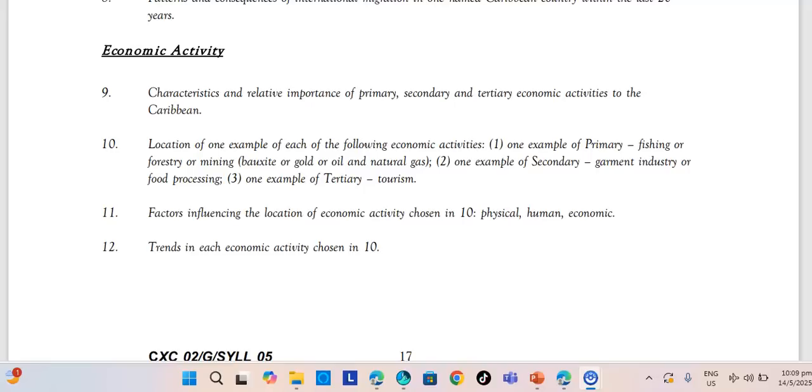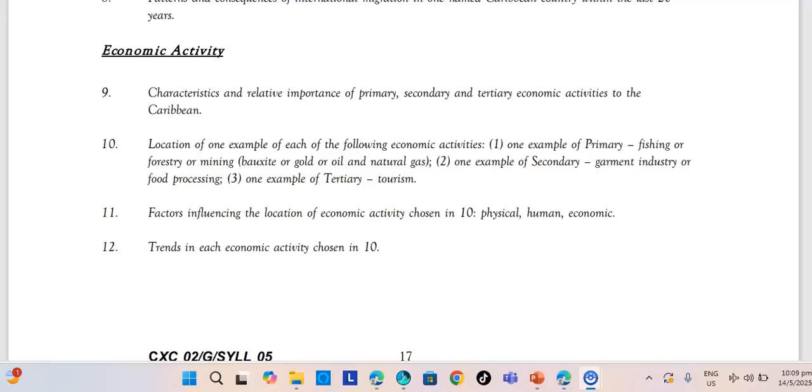Example, warm climate for beach tourism. Tourists are not going to come to a country where the climate is always cold. So if you have a tropical or a warm climate, tourists will definitely visit those areas. Another physical factor that we can look at is soil. Fertile soil supports farming, for example, sugarcane or bananas.